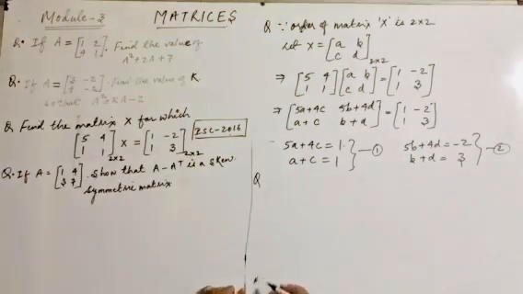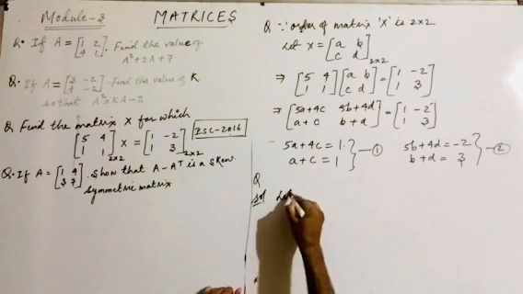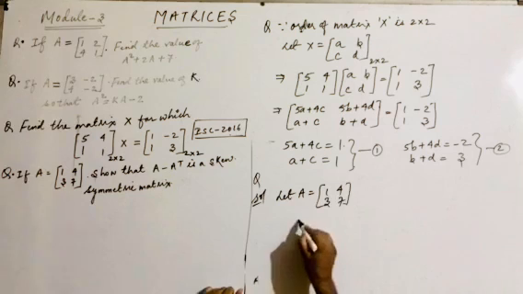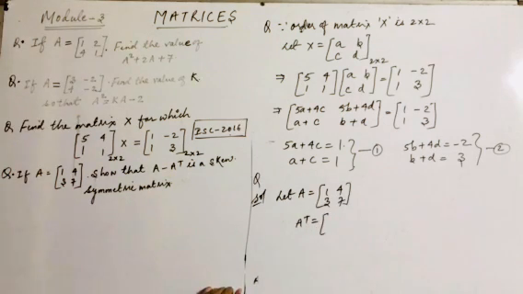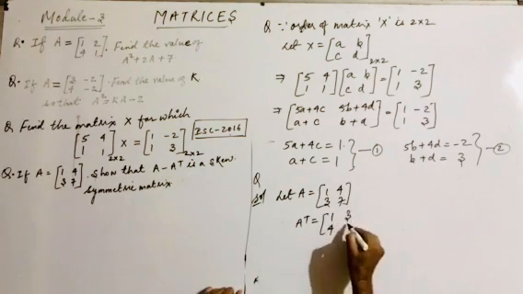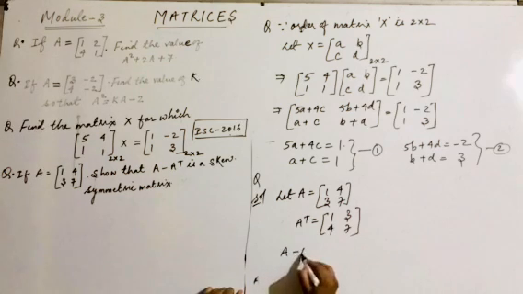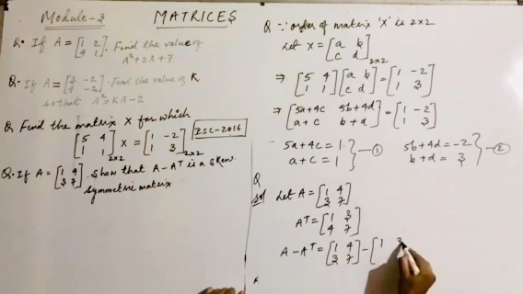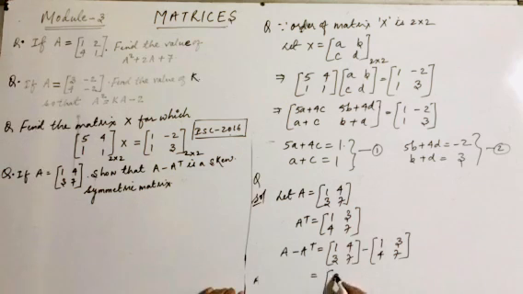So let me check whether this matrix is skew symmetric or not. Let A equal the given matrix, 1, 4, 3 and 7. I'll take the transpose of this, A transpose: 1, 3, 4 and 7. Now A minus A transpose. Children, tell me the value of A: 1, 4 and then 3, 7, and then minus A transpose, which is 1, 3 and then 4 and 7. Please do the subtraction here. 1 minus 1 is 0, 4 minus 3 is 1, 3 minus 4 is -1 and 7 minus 7 is 0. This is A minus A transpose.